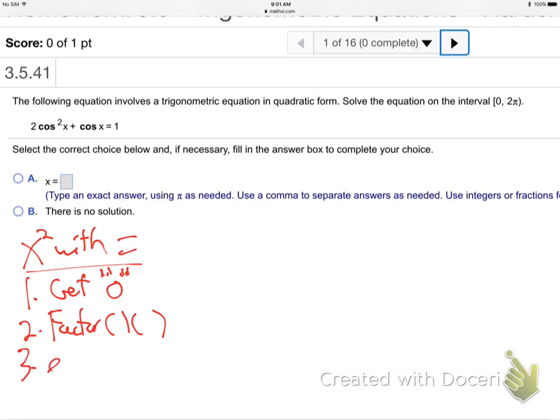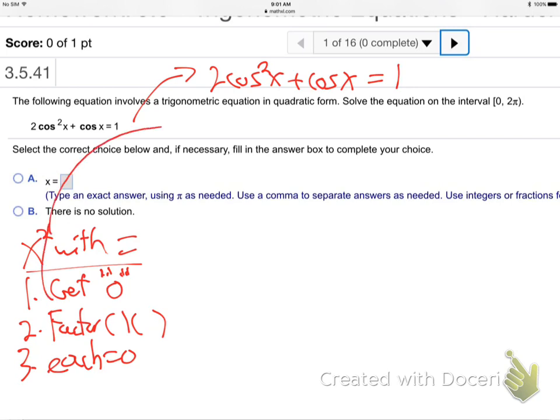And step 3, each part equals 0, because if two things are multiplying to be 0, either one could be 0. So as soon as I look at this question, 2 cosine squared x plus cosine x equals 1, I should think, okay, there it is, second power, cosine squared, got to get a 0. It's the same kind of thing. We're just going to do with cosine what we normally do with plain x. So step 1, get a 0.